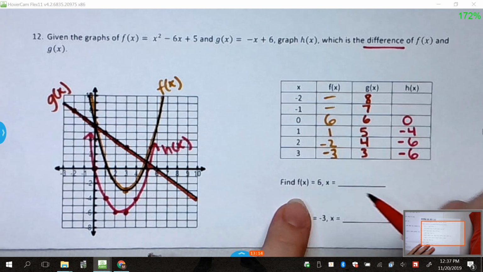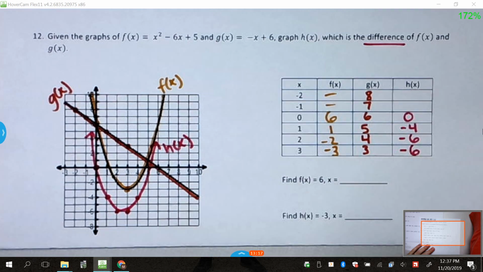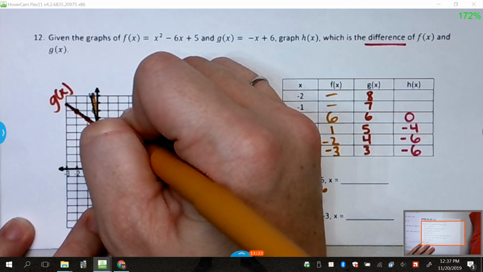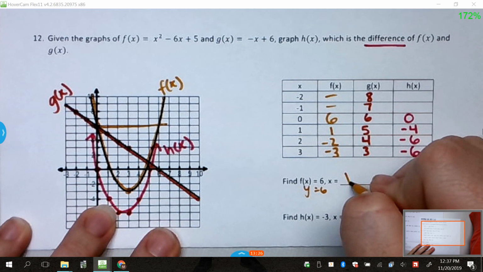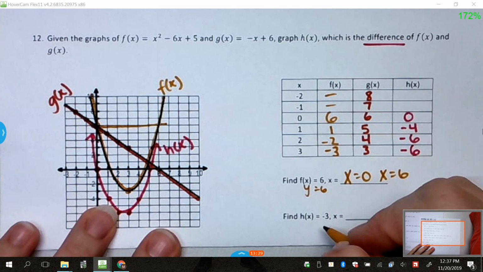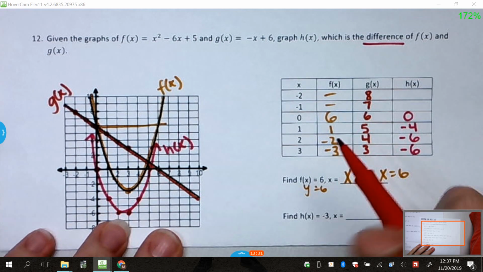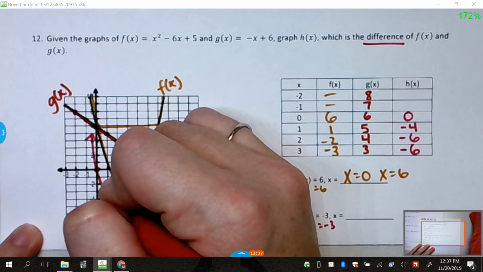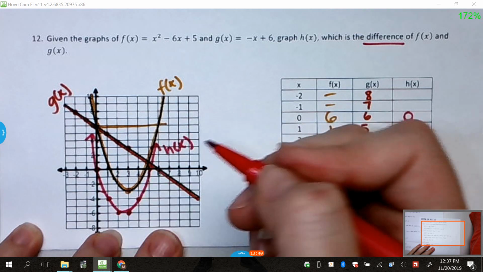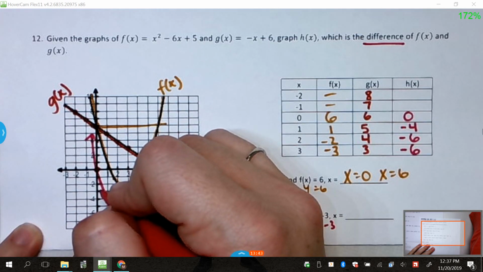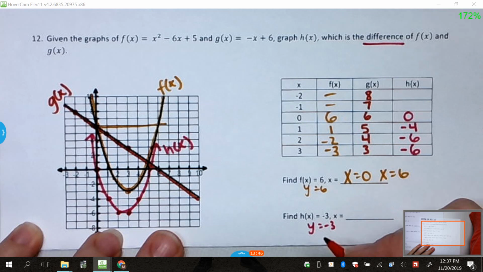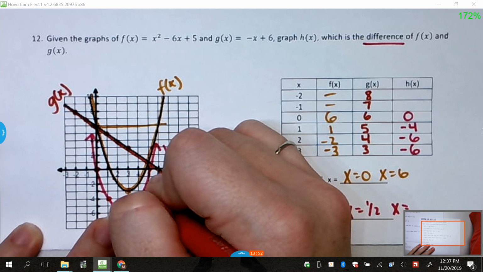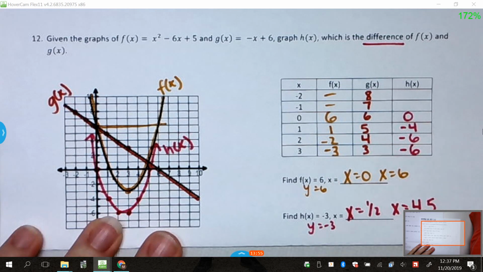Now, it says find f of x, so f of x is my gold line. So y equals 6. Your height is 6 here, which is at 0 and 6. And then h of x at negative 3, so that's my red line. So y equals negative 3. So height of negative 3 is down here at a fraction and a fraction. So we can just guesstimate for now. We'll say x equals a half and x equals 4.5. Oops, sorry.